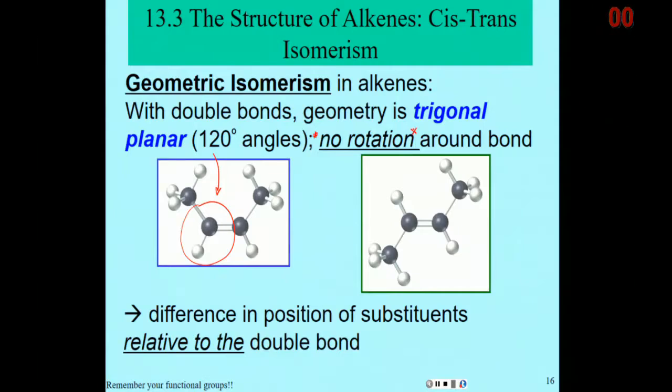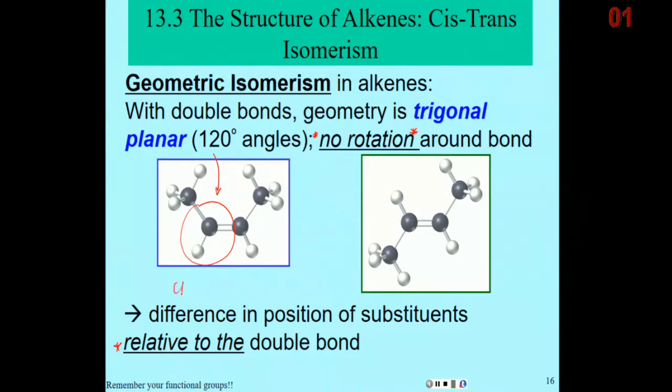And if you remember having used models in lab, perhaps, you cannot rotate a bond that's a double bond because it's definitely rigid. The models represent that reasonably well. And so the 2 isomers shown here are different in the position of the substituents relative to the double bond. Okay, so what do we have?